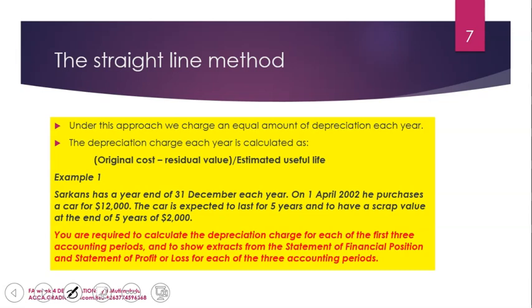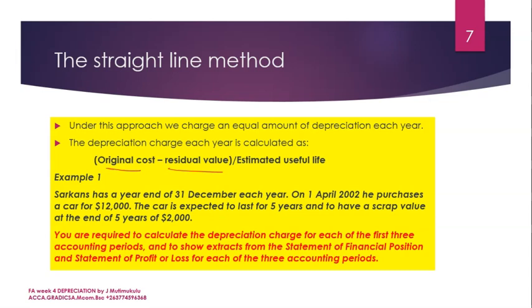Now, for the straight line method, under this approach, we charge an equal amount of depreciation each year. The depreciation charge each year is calculated as original cost of the asset minus any residual value. A residual value is the value the entity is going to receive upon disposal of that asset. Let's say after 5 years, we can't actually give the car for free. We normally charge a certain value so that we recover something.